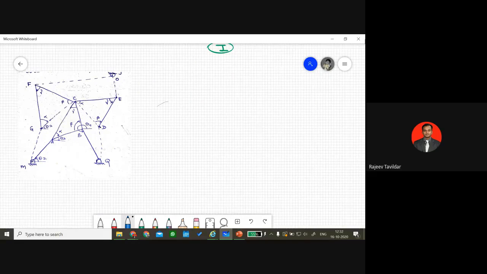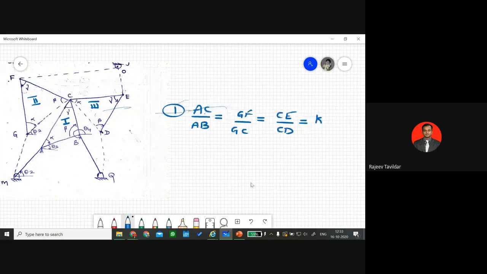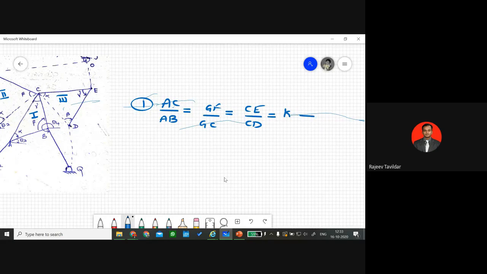First step, I'll write down the properties of the similar triangles like what I had written before. This is the first triangle, this is the second triangle, this is the third triangle. I'll take the ratios of those two lines subtended by the alpha values, that is AC upon AB in the first triangle must be equal to GF upon GC, which must be equal to CE upon CD. All these I'm going to write as a constant. So this is my equation number 1.